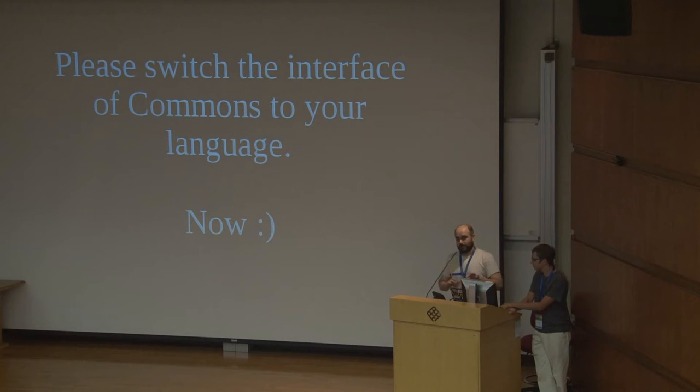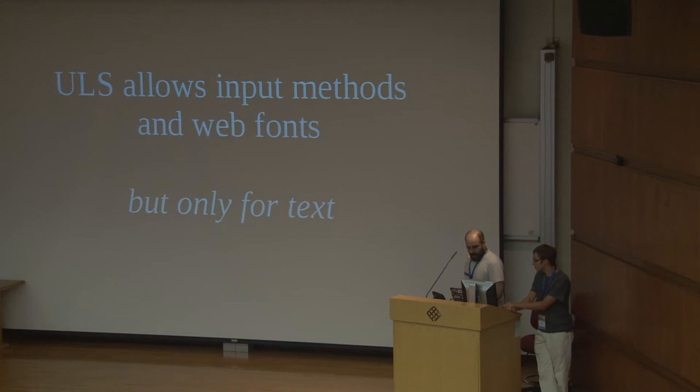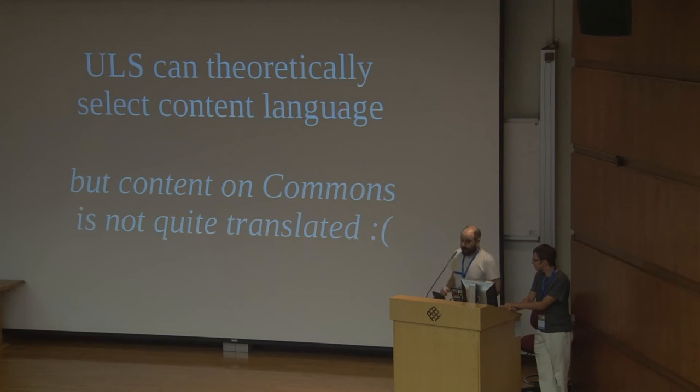If you find problems, and it's quite likely that you will find problems, please report them to us. We want to fix them. That's why we are doing this presentation. ULS also allows input methods and fonts. Well, that was in the previous presentation. It only allows this, however, for text. By text, I mean the descriptions of the images, for example, not SVG. And we'll speak about SVG labels a bit later.